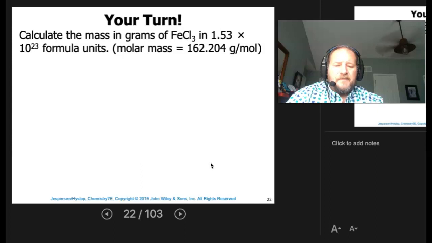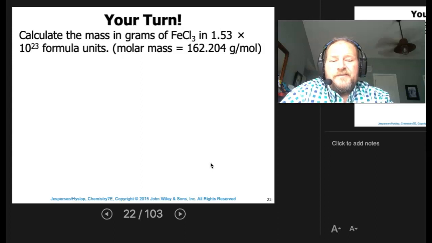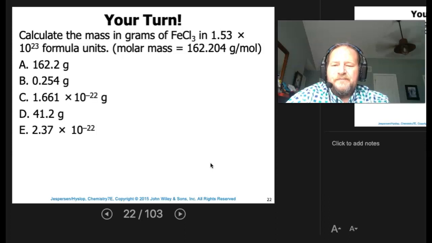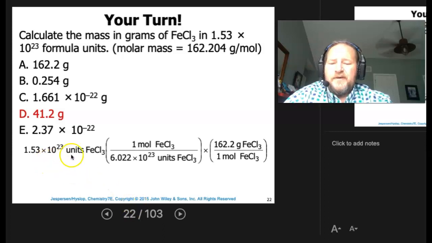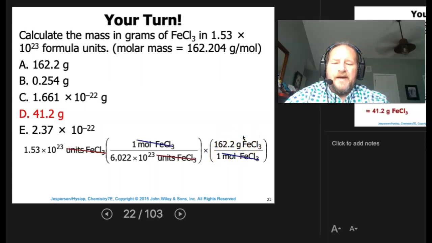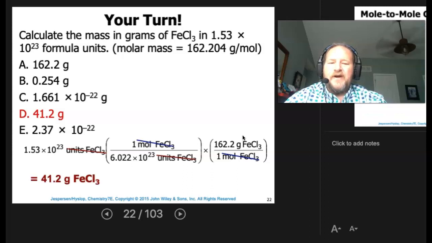All right, last problem. Calculate the mass in grams of iron 3 chloride in 1.53 times 10 to the 23rd formula units. All right. Hopefully you came up with 41.2. And once again, we see we're going to take our formula units. We're going to get those units to cancel out. Moles will be on top here. Then we'll get moles to cancel out, and we'll have mass on top there. So formula units will cancel, moles will cancel, we'll be left with mass. And that's how we got the 41.2 grams.